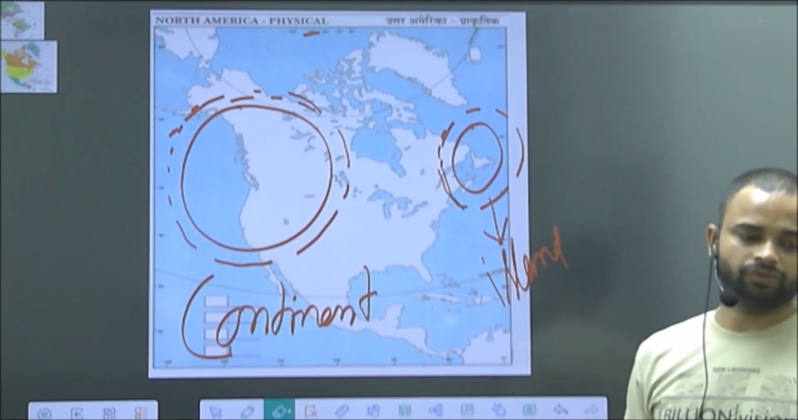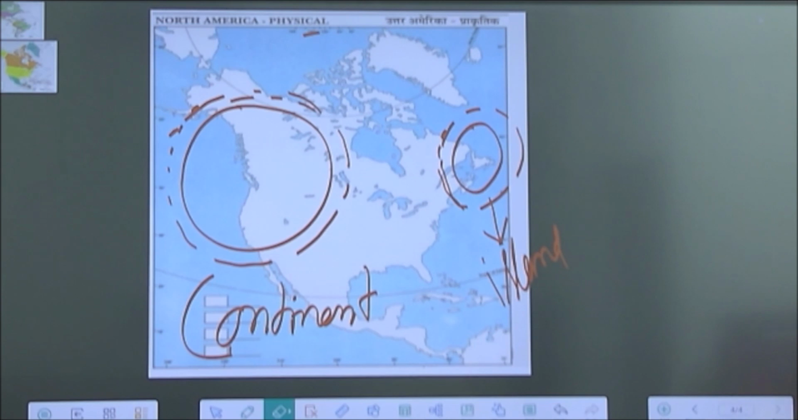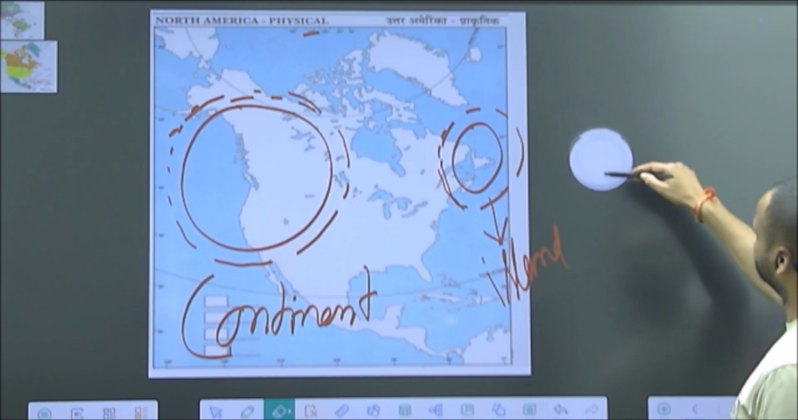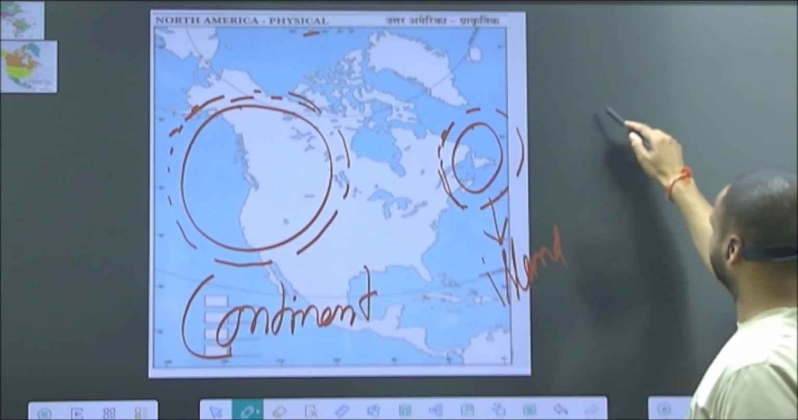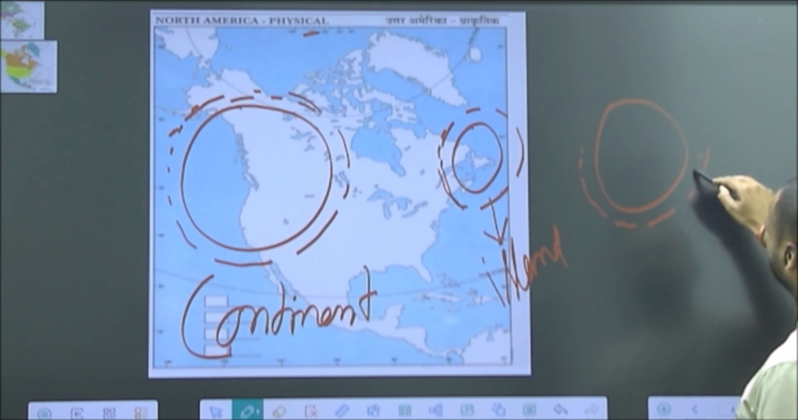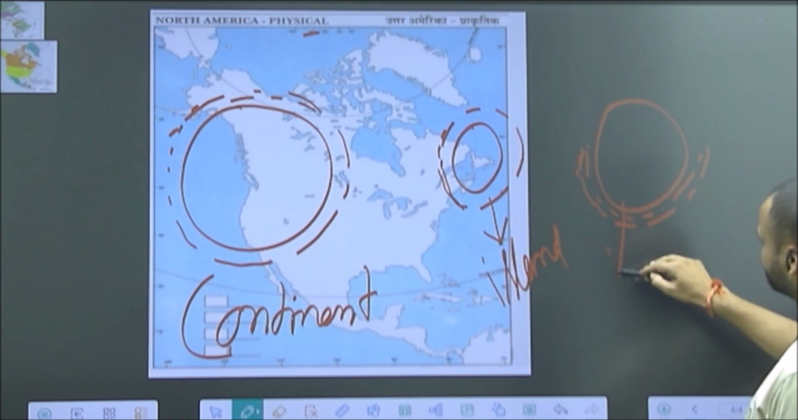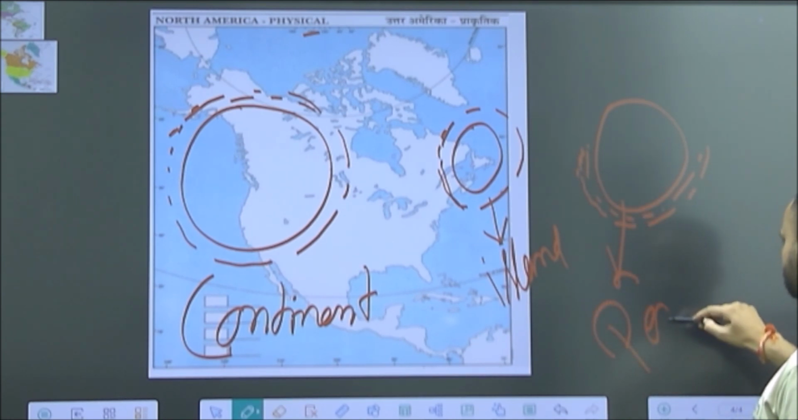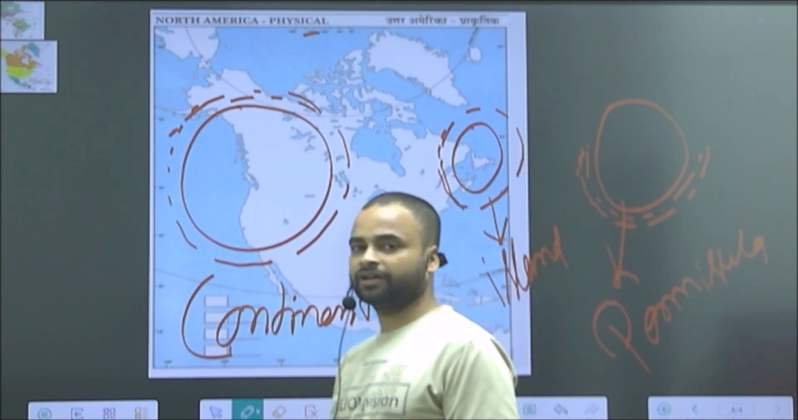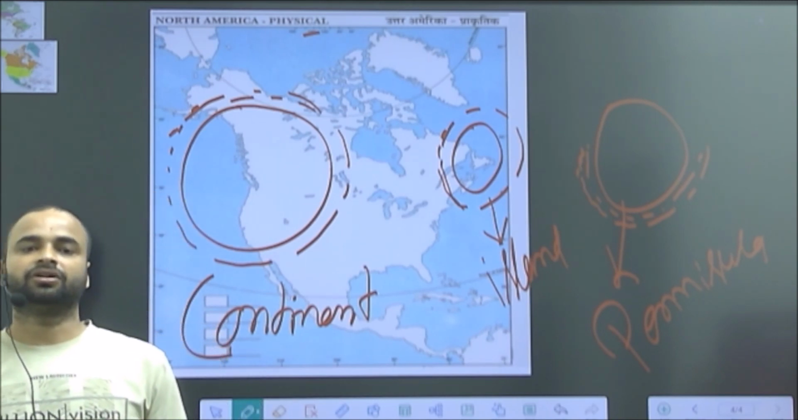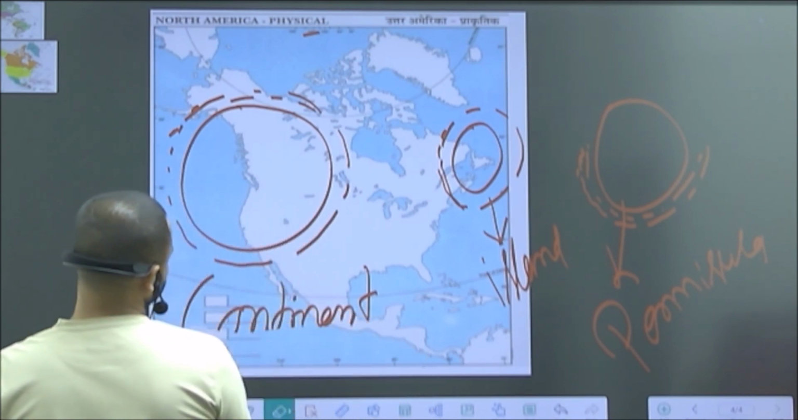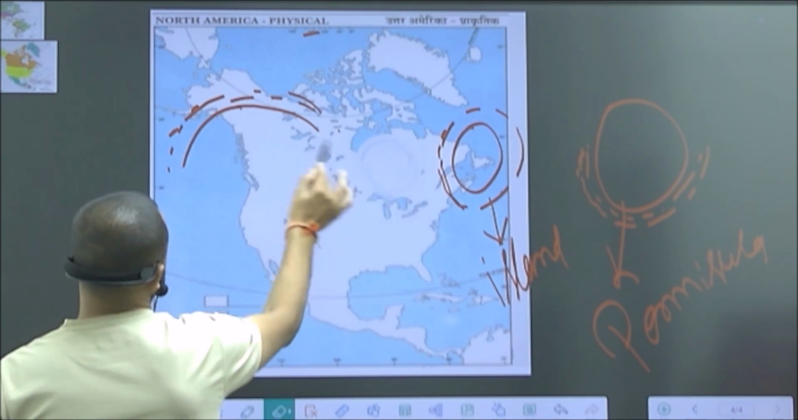Here you have to know what we mean by peninsula. Peninsula means if this is a land area covered by water from three sides, it is called a peninsula. So I hope you have understood the difference between continent, island and peninsula. Now we will move forward.